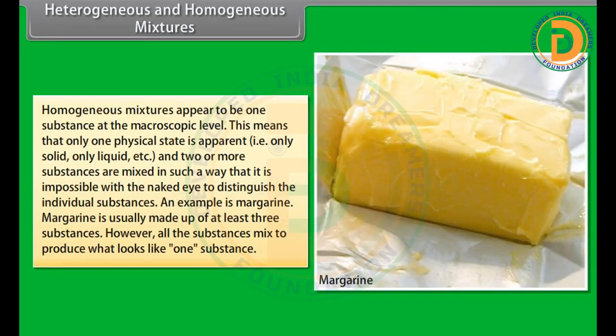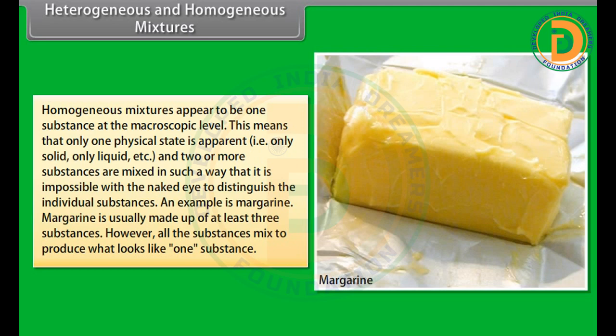Homogeneous mixtures appear to be one substance at the macroscopic level. This means that only one physical state is apparent, that is, only solid, only liquid, etc., and two or more substances are mixed in such a way that it is impossible with the naked eye to distinguish the individual substances.